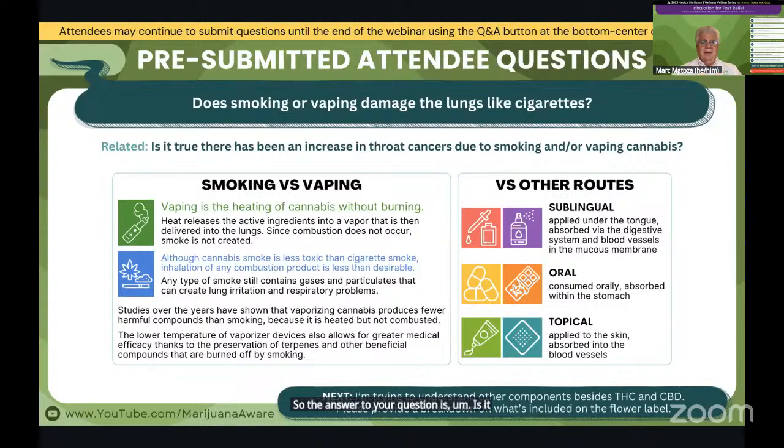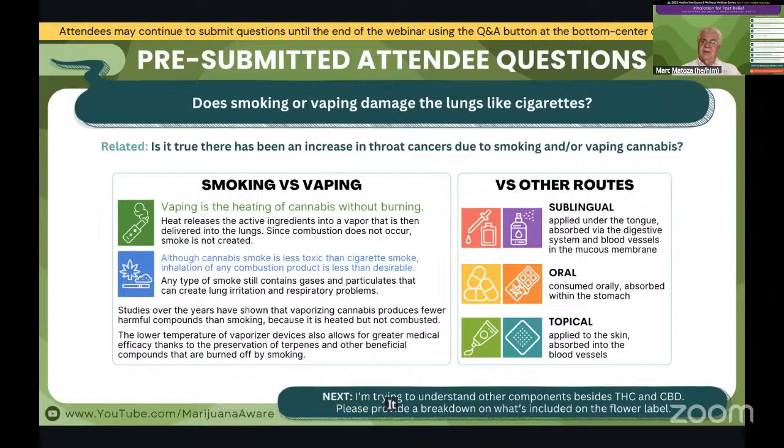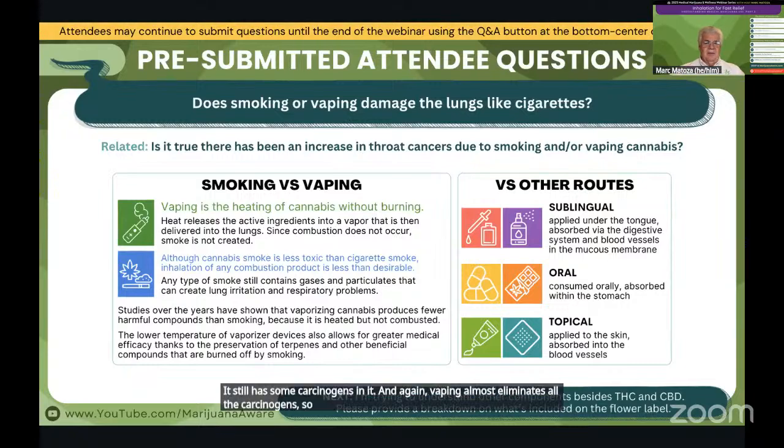is it as dangerous as cigarettes? The answer is no, because the carcinogen level is significantly less. However, when you smoke a joint, it still has some carcinogens in it. And again, vaping almost eliminates all the carcinogens, so it really doesn't damage your lungs at all.